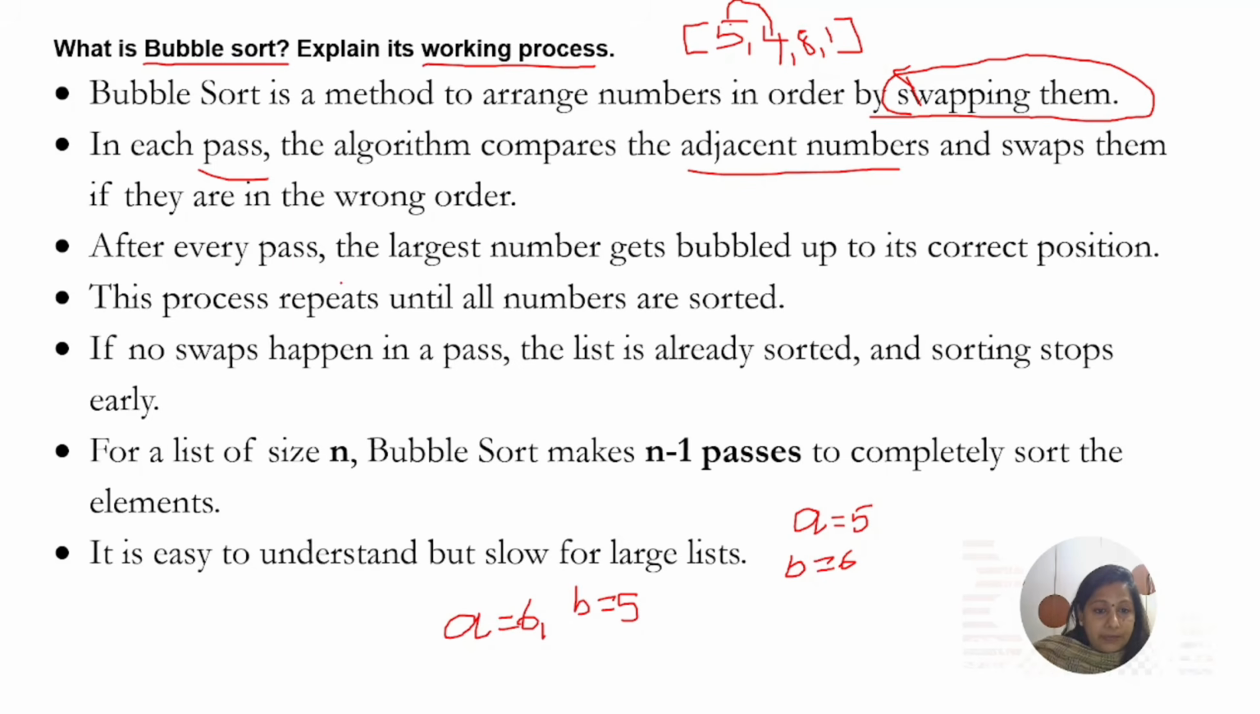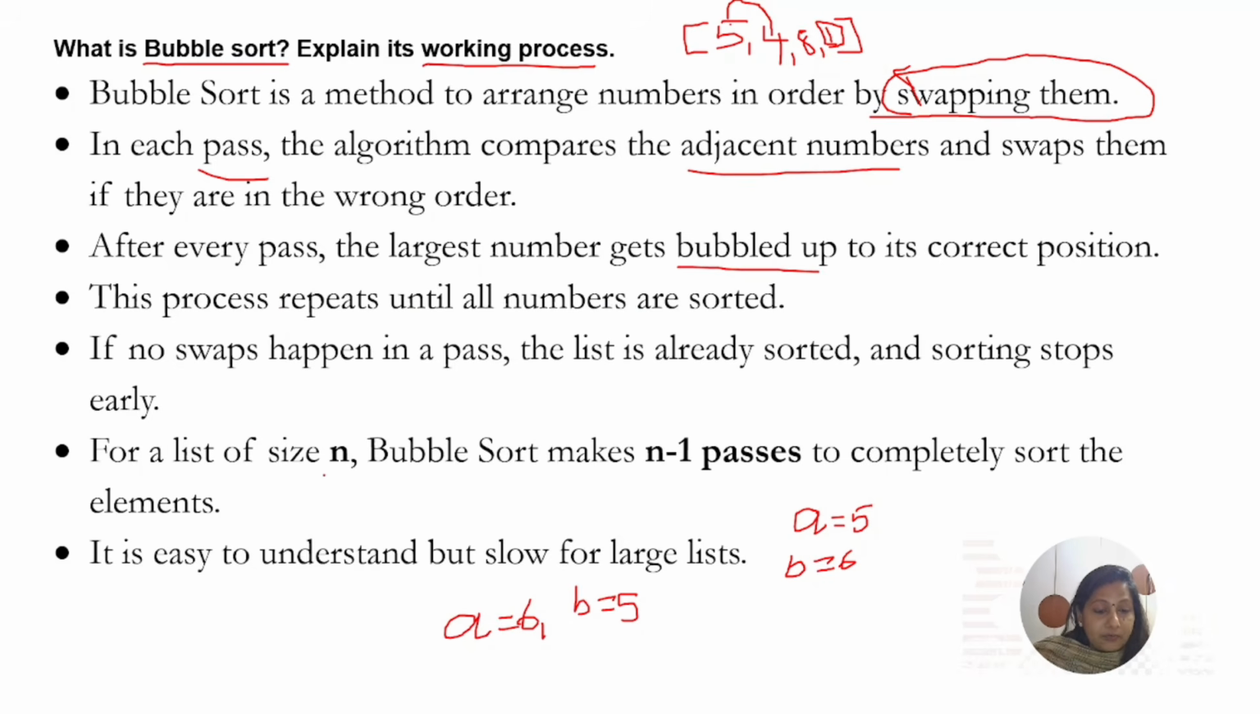And after every pass, the largest number gets bubbled up to its correct position. Bubbled up to the correct position means whenever it is comparing to the other numbers, the largest number always goes to the last one. That is what going to the correct position. And after that, the next largest number will come to the next position. Clear now? And this process repeats until all numbers are sorted. If no swaps happen in a pass, the list is already sorted and sorting stops early.